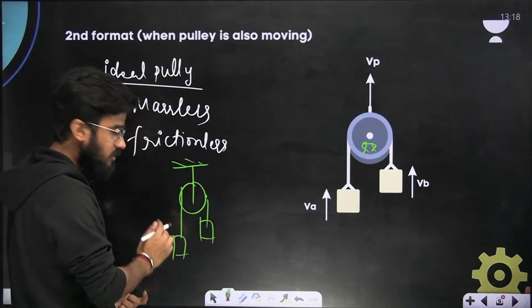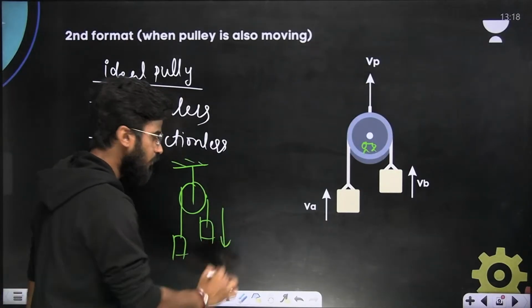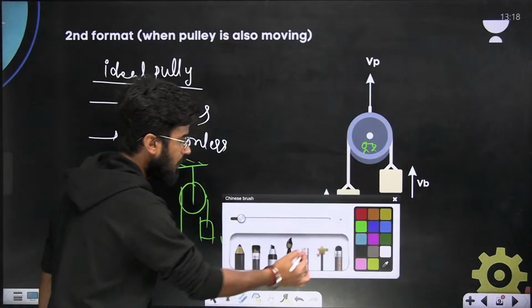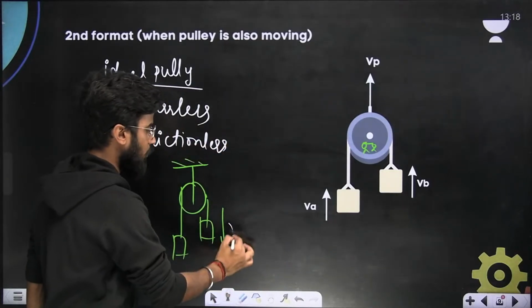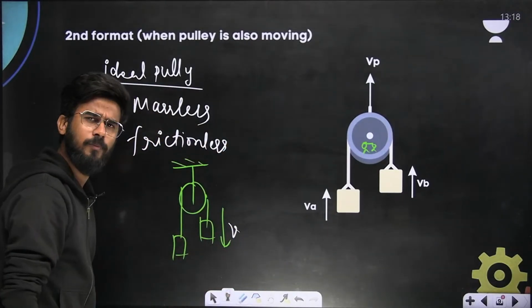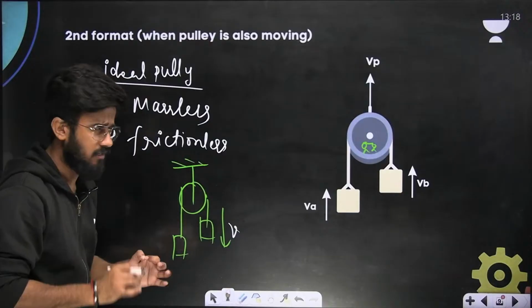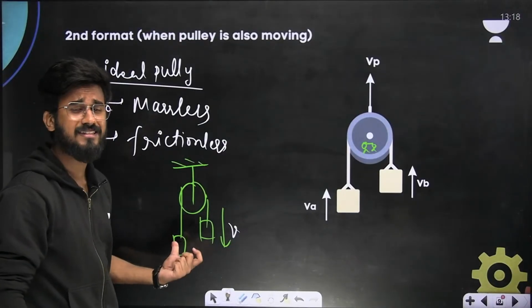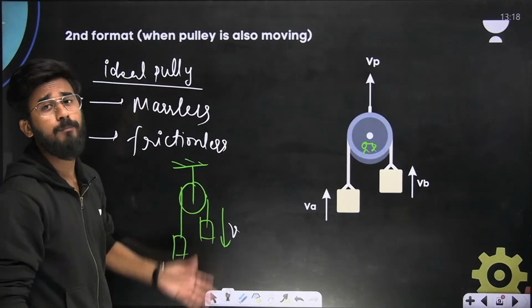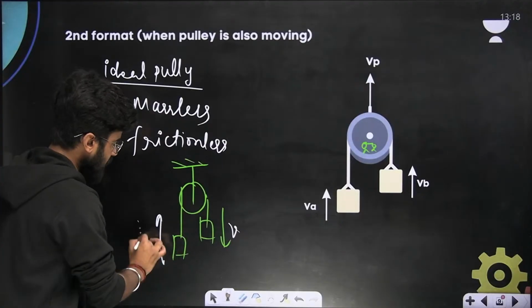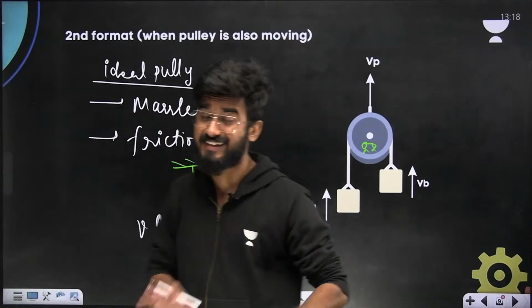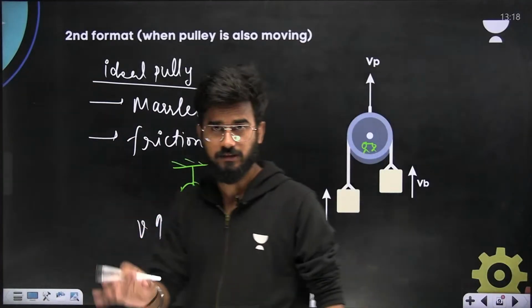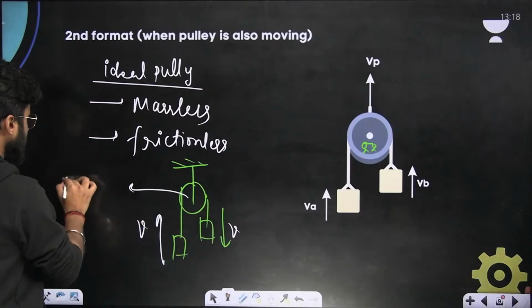Now suppose that this block is moving downward with velocity V. Where will this other block go? Can we say that this block is constrained to move in the upward direction with velocity V? This is constrained to move upward, since the pulley is fixed. Here the pulley is fixed.